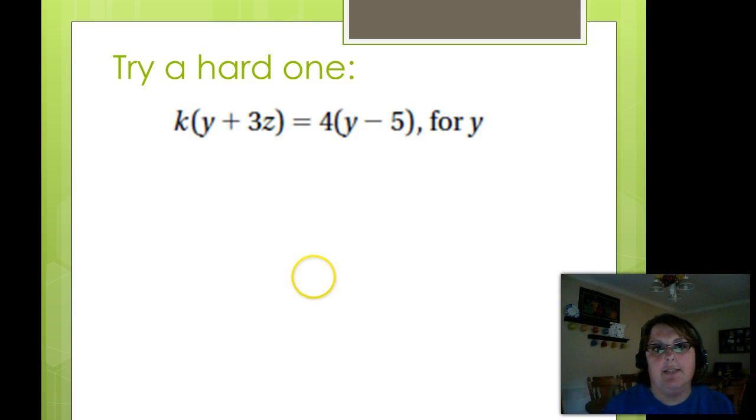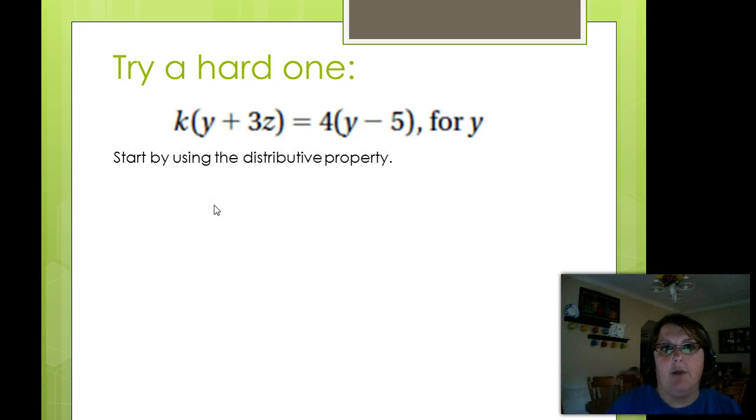First step, does anybody remember algebra from before? We're going to need to use the distributive property. So we're going to take k times y and k times 3z. Then we're going to distribute 4 to the y and distribute 4 to the negative 5. And we get ky plus 3kz equals 4y minus 20.